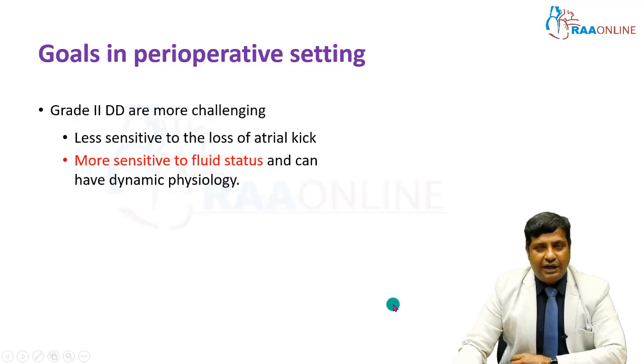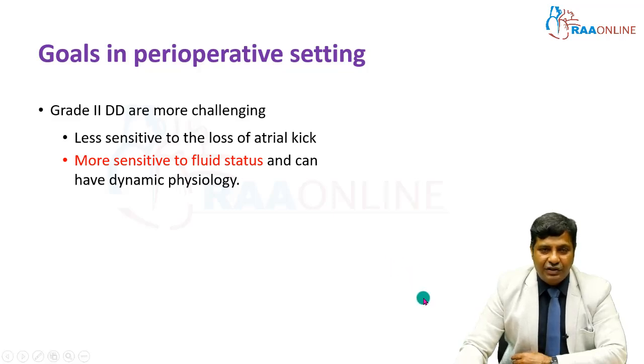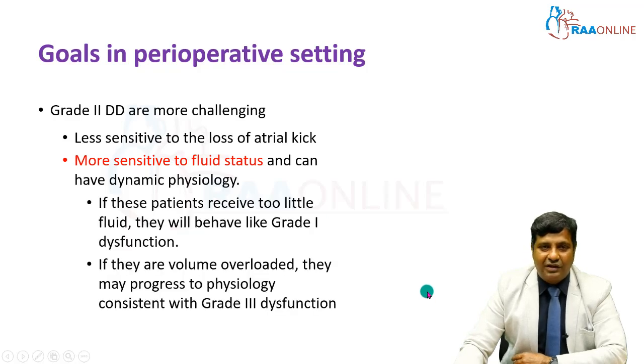Whereas grade 2 diastolic dysfunction is more challenging, because here their left atrial pressure is already high. They will be less sensitive to the loss of atrial kick, but they are more sensitive to the fluid status and can have a dynamic physiology. Meaning if their fluid is on the lesser side, they will behave like grade 1 dysfunction, and when they are volume overloaded, they may progress to grade 3 diastolic dysfunction and behave accordingly.